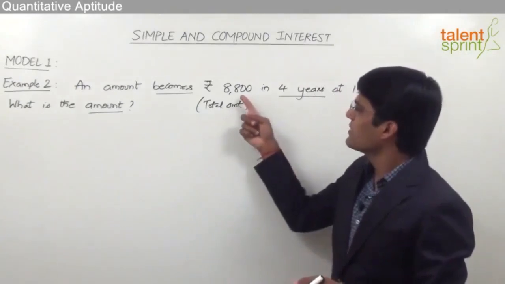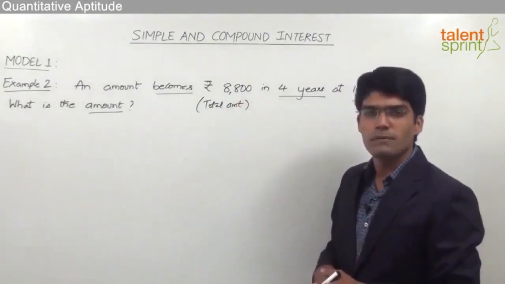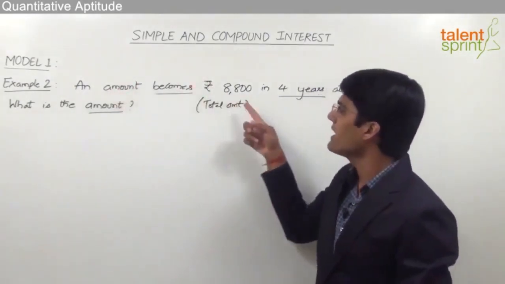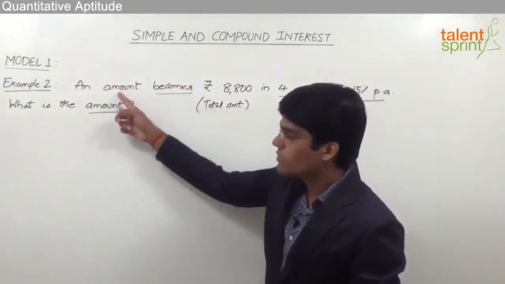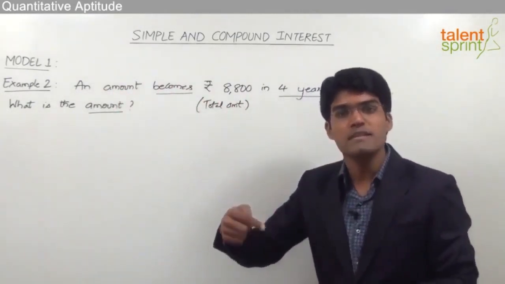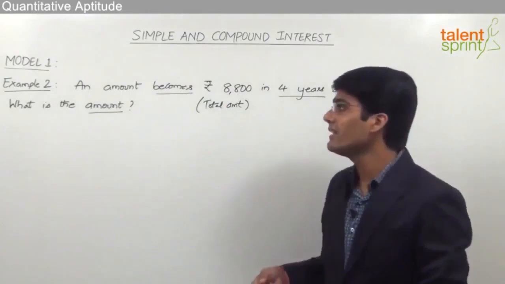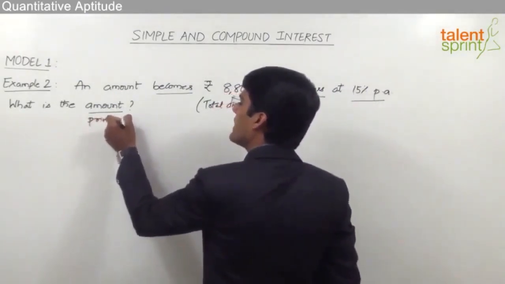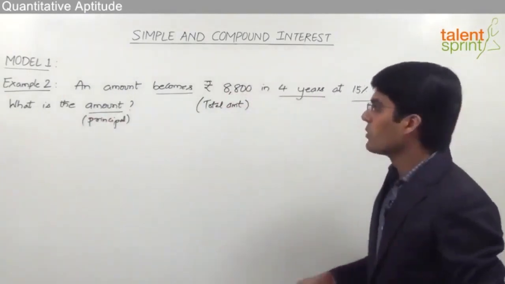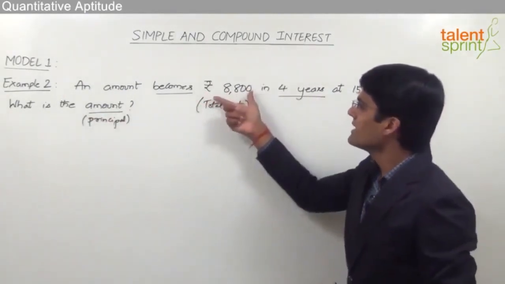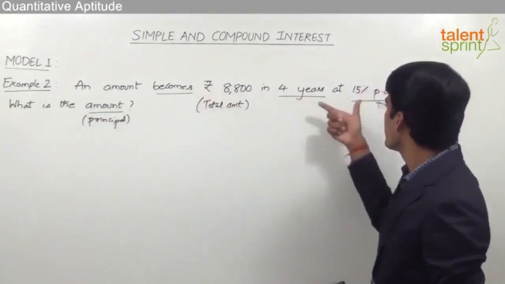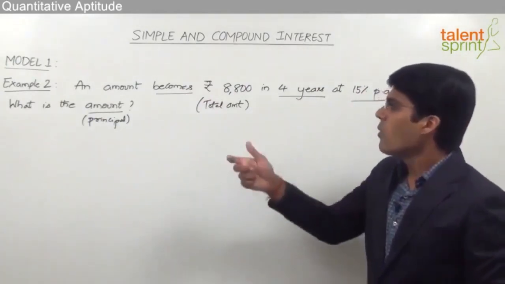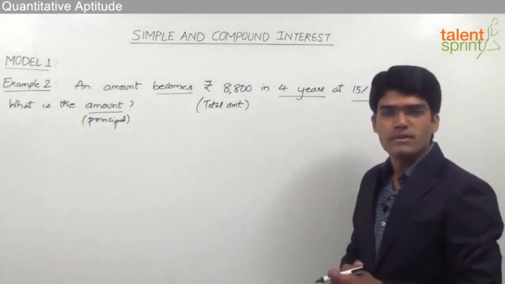So here this 8,800 is nothing but the total amount. And he says an amount becomes 8,800. So this amount has to be calculated. And we understand that principal becomes total amount. So very clearly the point here is principal is equal to what? We need to again find out the principal. So some principal becomes 8,800 in 4 years at 15% per annum. What is the principal amount is the question.